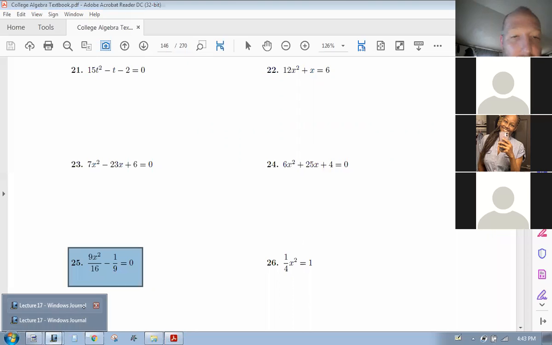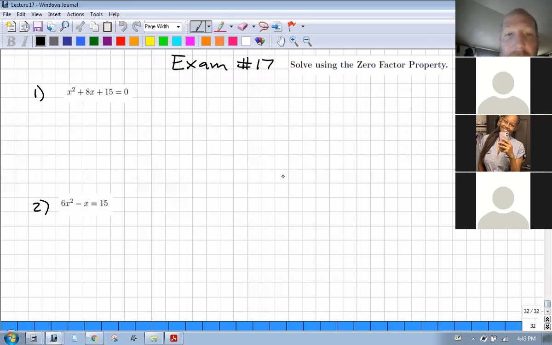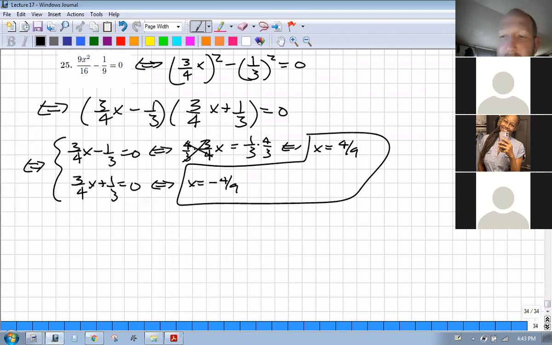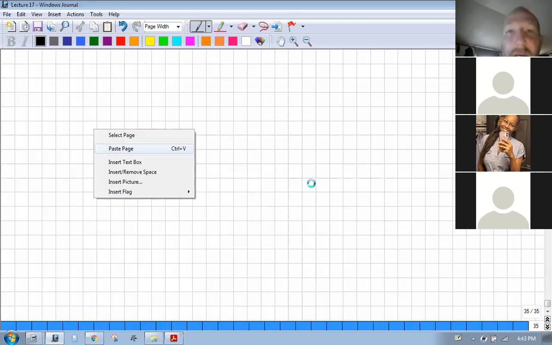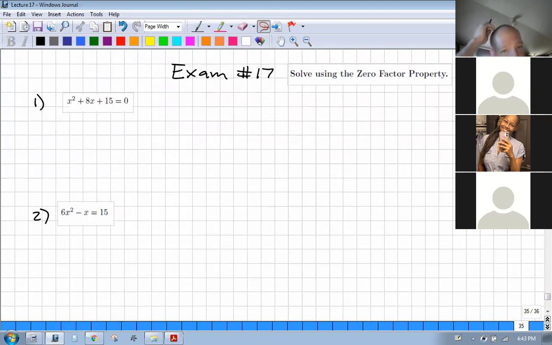So let's do the exam. Here's your exam from page 149. Two problems. Just do what we just did like 50 times. Solve these using the zero factor property. And I'll see y'all on Monday.